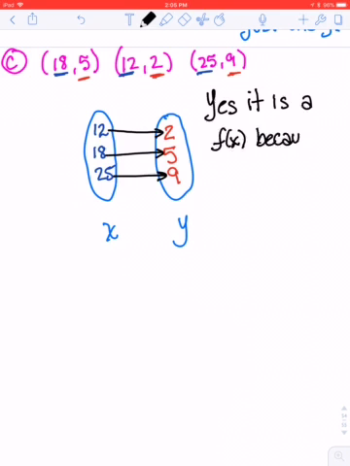And then if we do our because, every X matches only one Y.